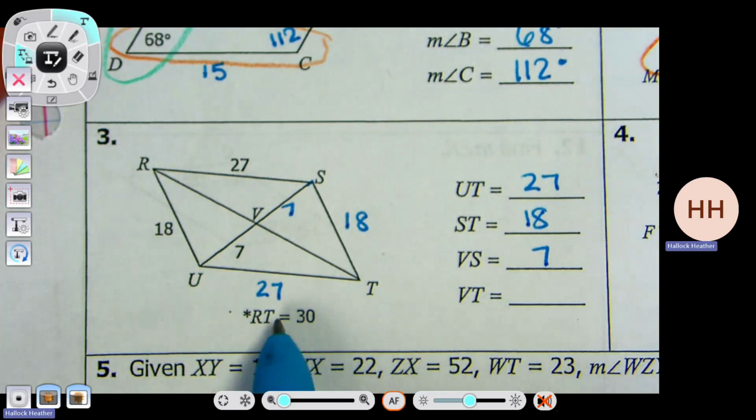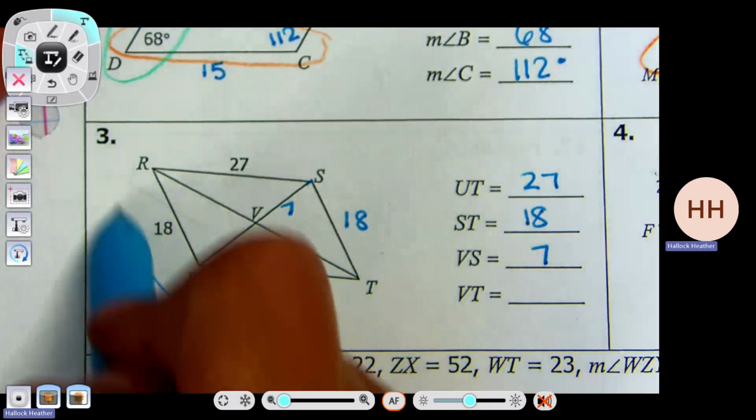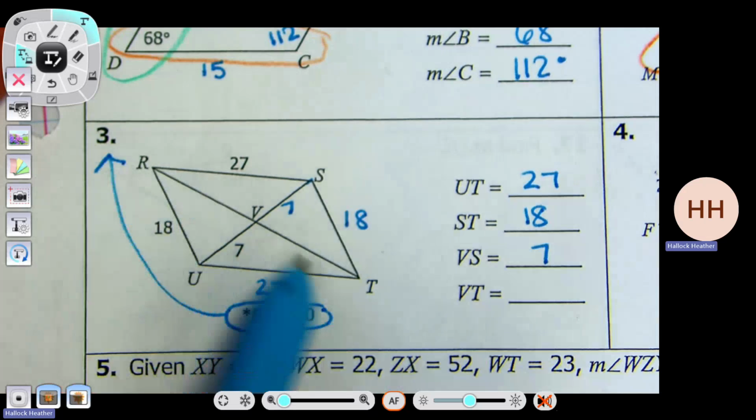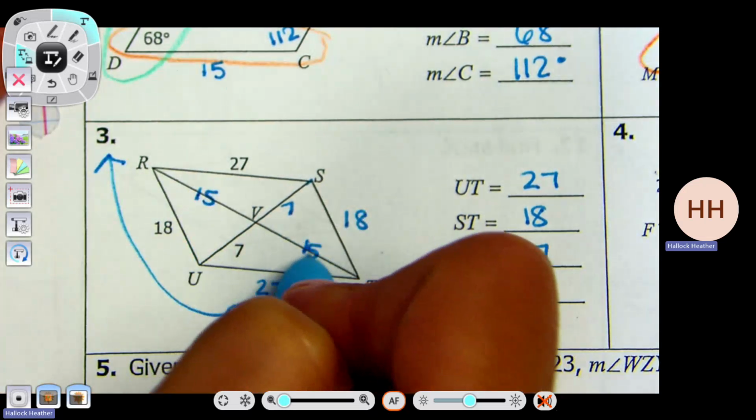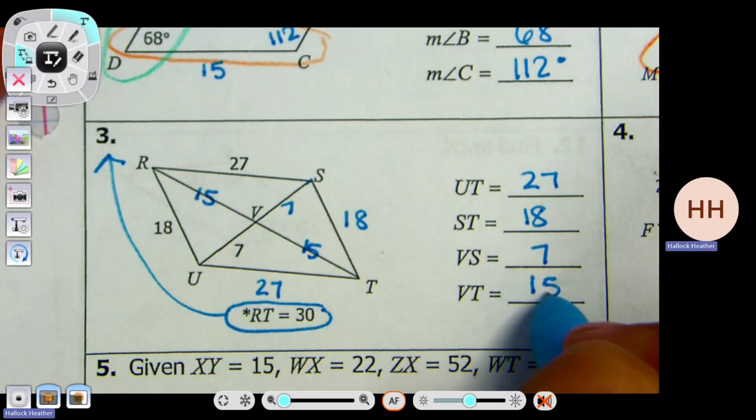There's this extra piece of information that's down here. I don't know why it's down here and not up by the problem, but whatever. So RT, if you didn't see it, is all 30. So that means each little piece would just be 15. For some reason, these ones are a little bit below.